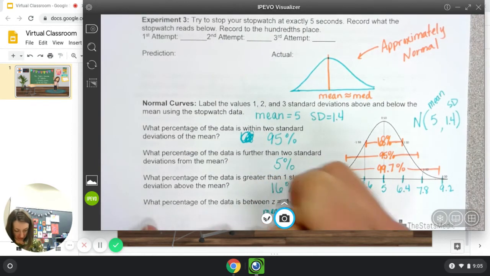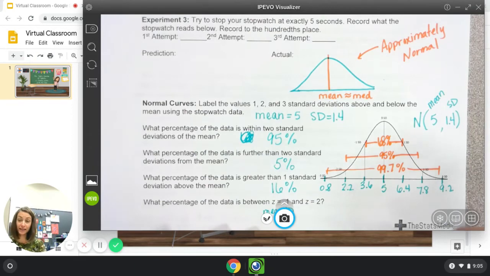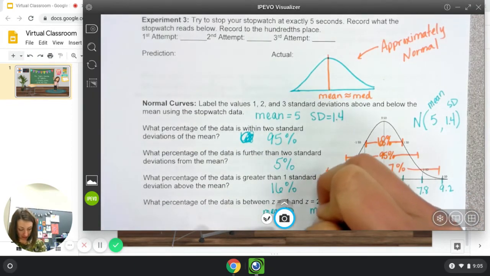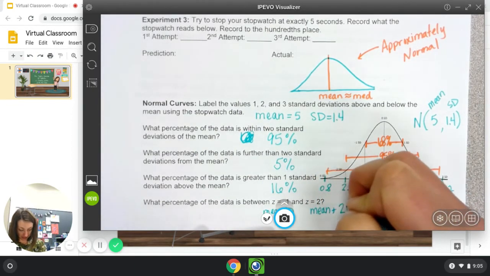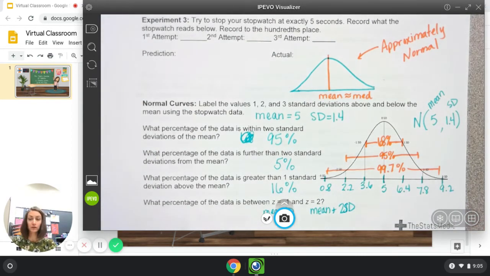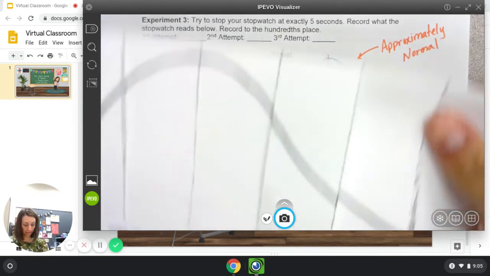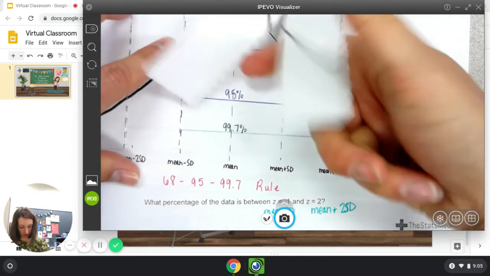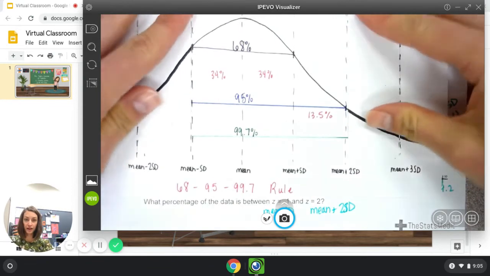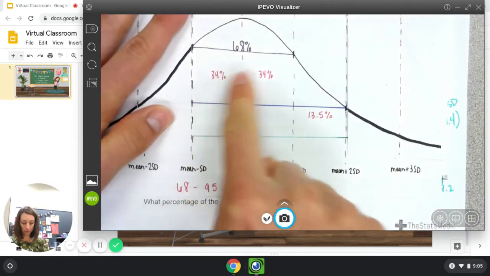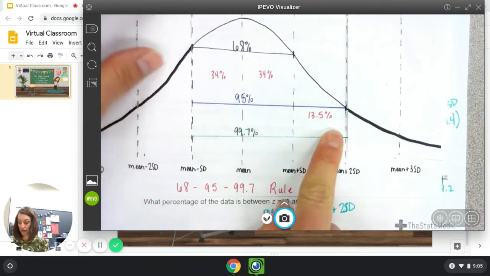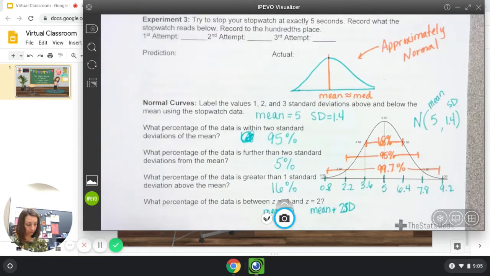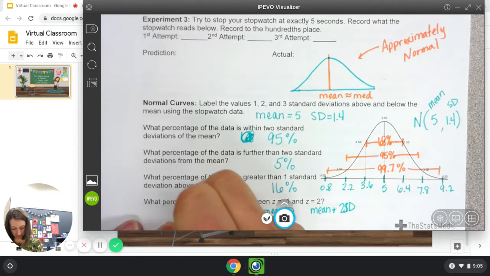And then what percent of the data is between z equals -1, which is your mean minus 1 standard deviation, and z equals +2, that is your mean plus 2 standard deviations. So if I look at my flip book, so here's -1 standard deviation, and there's +2. So the area in that section is 34 plus 34 plus 13.5, which is 81.5%.